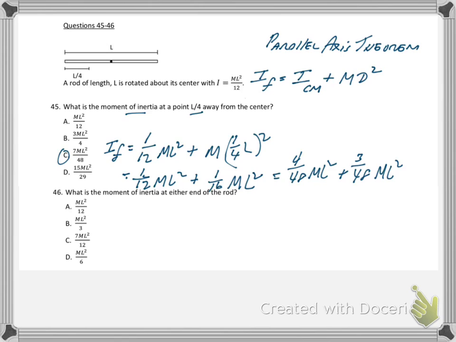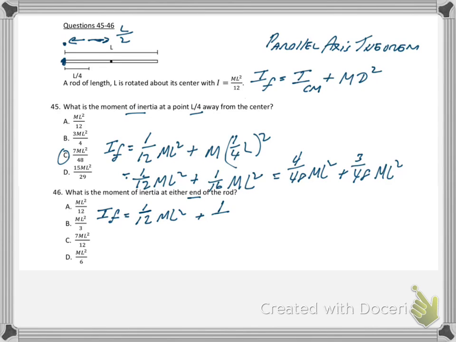Number 46, what is the moment of inertia at either end of the rod? Either end. So, final moment of inertia equals the moment of inertia about the center of mass. Now, either end of the rod, so the rod is a length L, and the center of mass is L over 4. All right, so for either end of the rod, let's rotate it here. So if we know the total length is L and we're rotating here, that distance away from the center is going to be 1/2 that distance, which is L over 2.